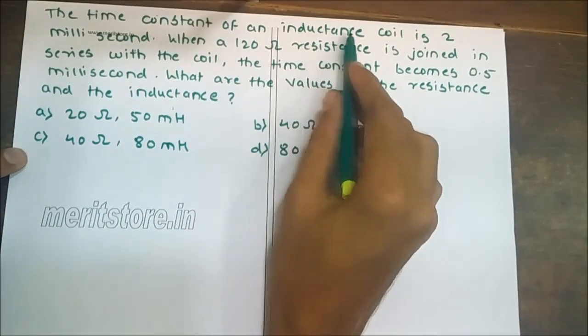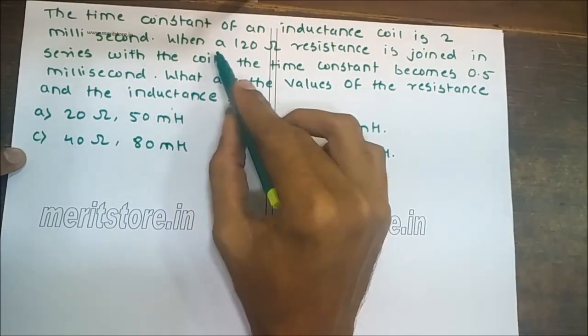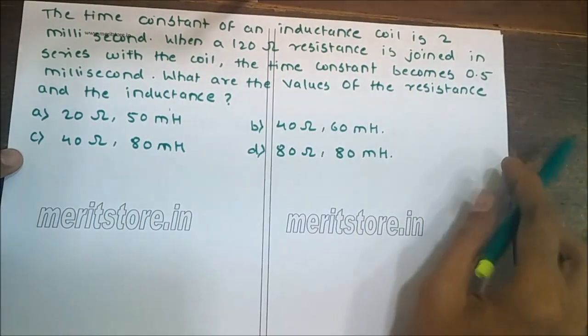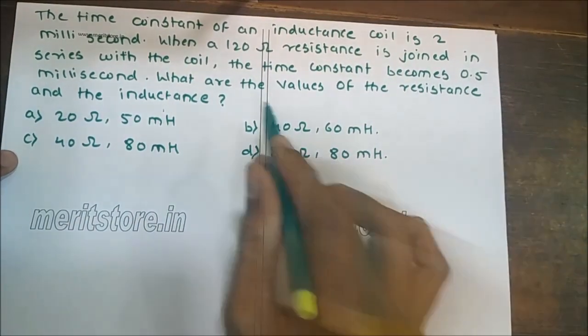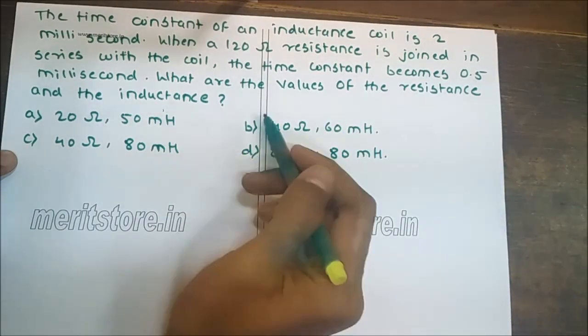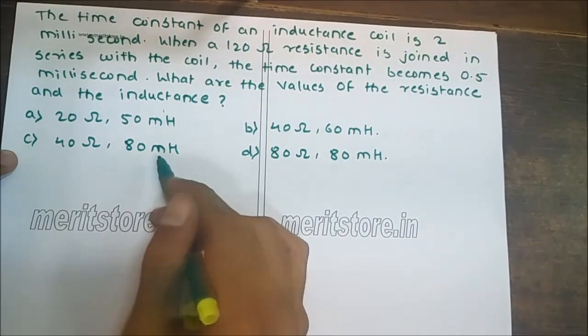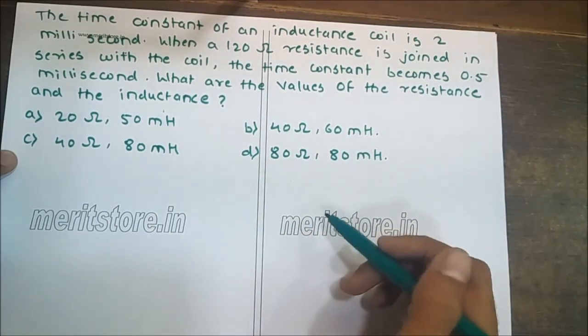The time constant of an inductance coil is 2 milliseconds. When a 120 ohms resistance is joined in series with the coil, the time constant becomes 0.5 milliseconds. What are the values of the resistance and the inductance? 20 ohms 50 millihenry, 40 ohms 60 millihenry, 40 ohms 80 millihenry, or 80 ohms 80 millihenry.